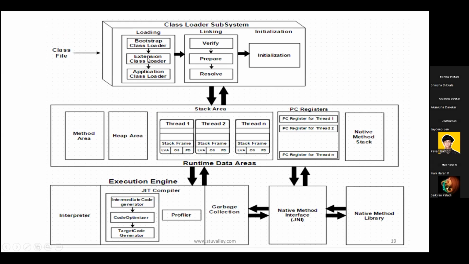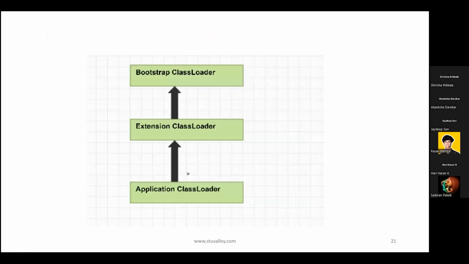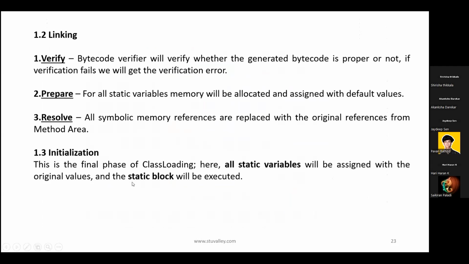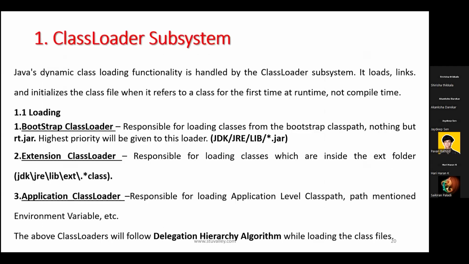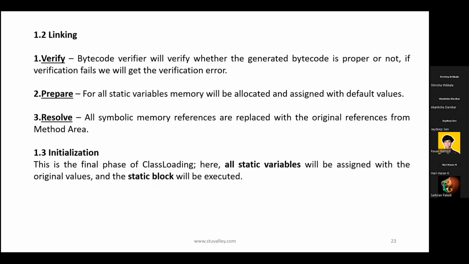At the time of class loading itself, that means while loading through the bootstrap class loader, extension class loader, and application class loader, in the loading time itself, all the static members get the memory allocations. In the final phase of class loading, all the static variables will be assigned their original values and the static block will be executed. Everything is done at the time of class loading itself.